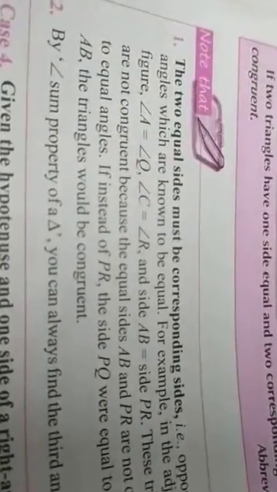Next, and the last one, this is RHS. RHS means right angle, hypotenuse, side. Given the hypotenuse and one side of a right angle triangle. See, one side 4 centimeter, one side 4 centimeter, equal. Hypotenuse equal. 90 degree, 90 degree. So right angle 90 degree, angle B is equal to angle Y. Hypotenuse AC is equal to XZ. AB is equal to ZY. So right angle, hypotenuse, side, RHS.